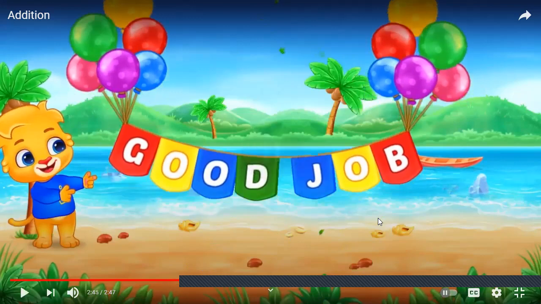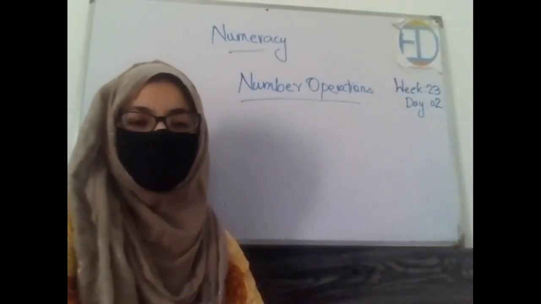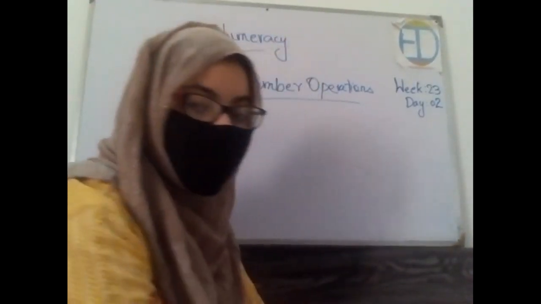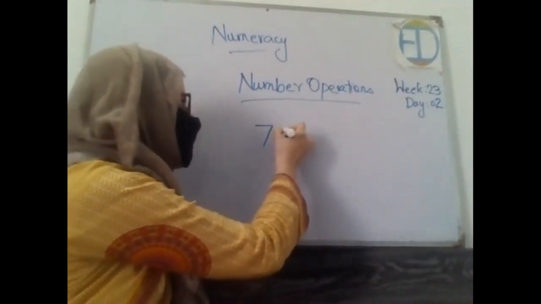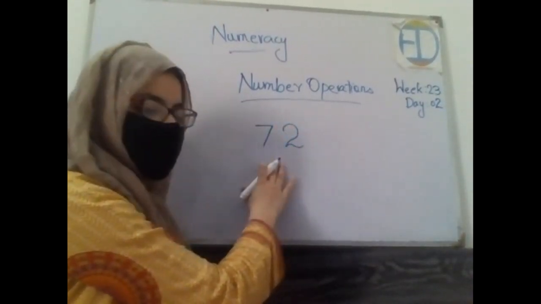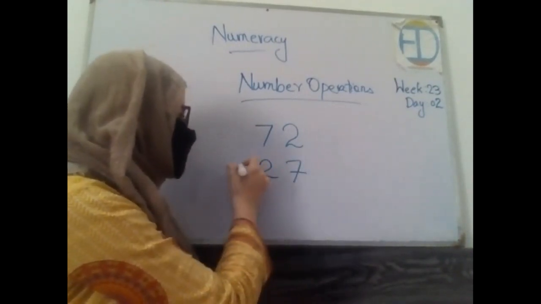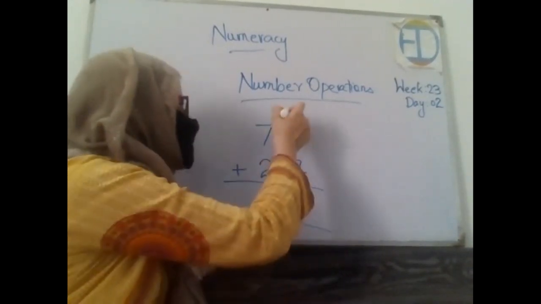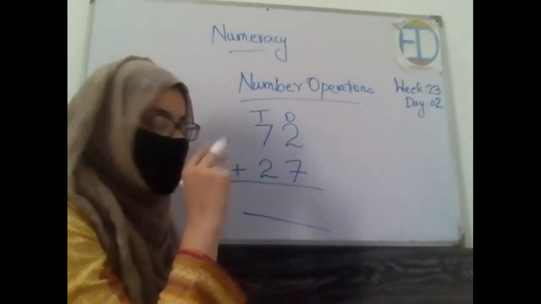Good job! Okay, so see, in this they have explained the basic concept of addition, that is how to add 2 numbers. We basically write 2 numbers one above the other and then we add them. Let's say there are 2 numbers. The first one is 72 and the second one is 27. So we will just write them in this manner. It's always better to write the place values so that you don't make any mistakes.